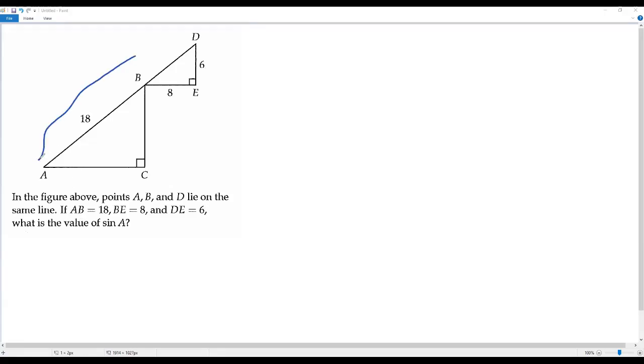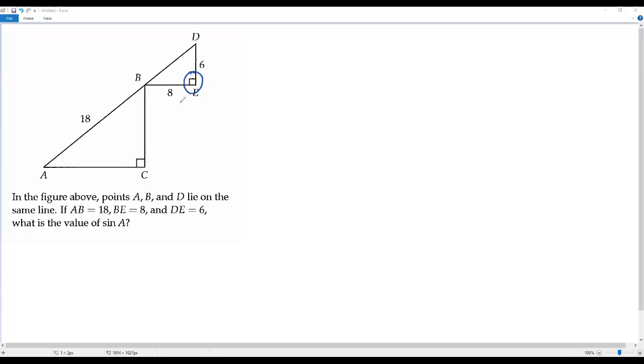Actually, AD is a single line segment and it is shared by the two right triangles as the hypotenuse. Okay, and also we can consider the given lengths. So AB is 18, BE is 8 and DE is 6. And here we have a right angle, here we have a right angle.